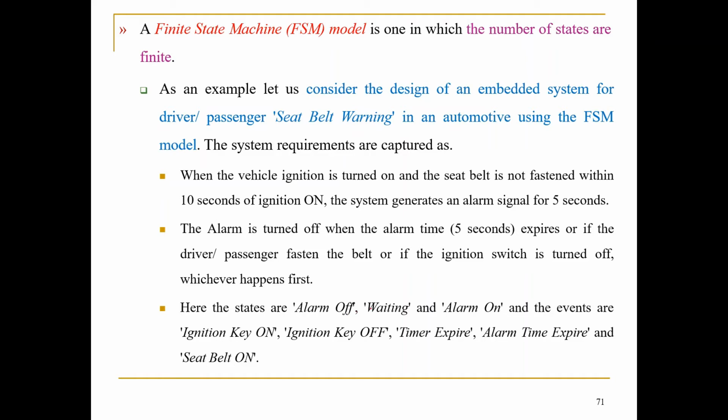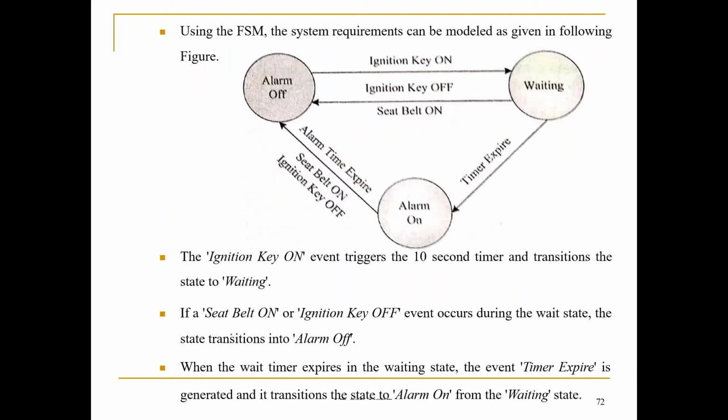So alarm off, waiting, and alarm on are the states. They are the main things. And the events are ignition key on, ignition key off, timer expire, alarm time expire, and seat belt on. So these are the events. Let's check out how you actually represent them. See, here it has been represented. Using FSM, the system requirements of a seat belt system can be represented here. So here you have the states. The states are given here. This is your state.